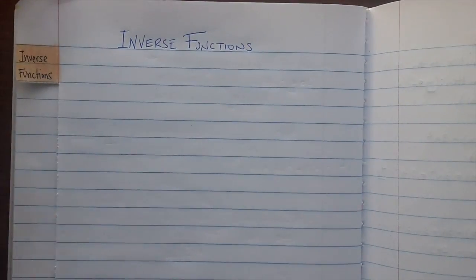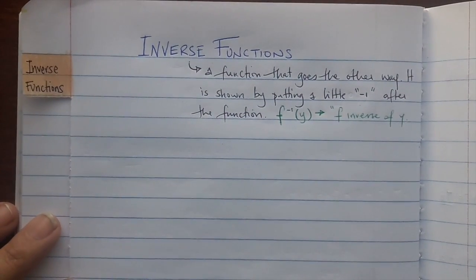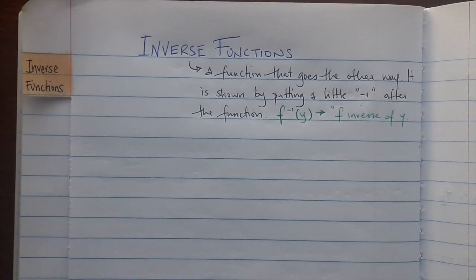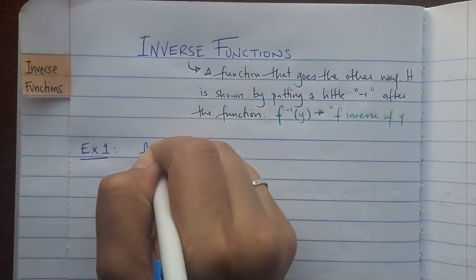Inverse functions. So again, pause the video and copy as you need, but an inverse function is a function that goes the other way. It is shown by putting a little -1 after the function. So often written like this, f^-1(y) is saying f is the inverse of y. Alright, so let's take a look at an example.